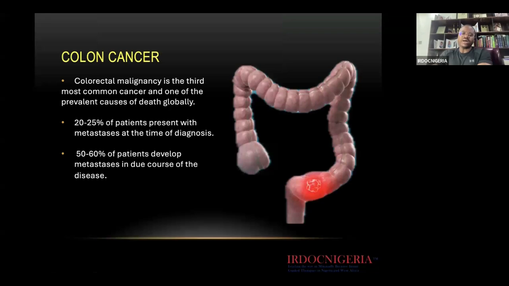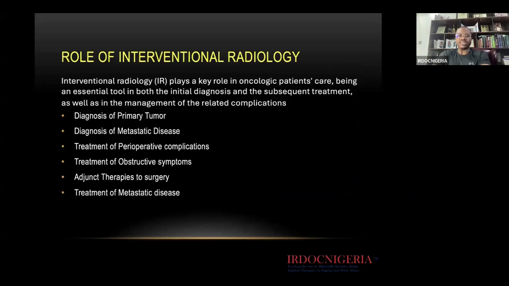So I'm going to talk about our role in the management of patients with colon cancer, which is usually in the management of patients who have metastatic disease from colon cancer. As we know, colon cancer is one of the most common cancers in the world, the third most common, and one of the prevalent causes of death globally. About 20 to 25% of patients who present with colon cancer also present with metastatic disease at the time of diagnosis, and of the ones who do not, about 50 to 60% will have metastatic disease in the course of their disease, which is where we play most of our role.